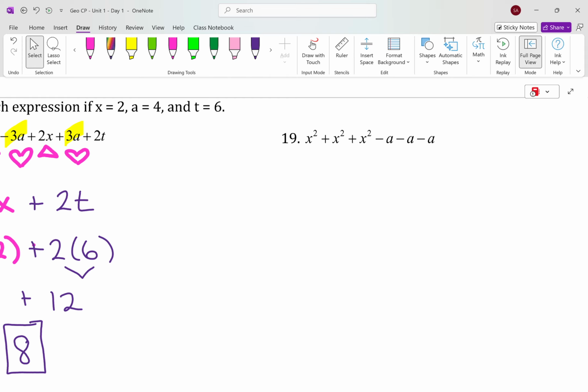And then t is 6. Oh wait, no, that's an x. Sorry, that was a t. Yep, you're good. You got it. Perfect. Yep, you're perfect. Perfect.